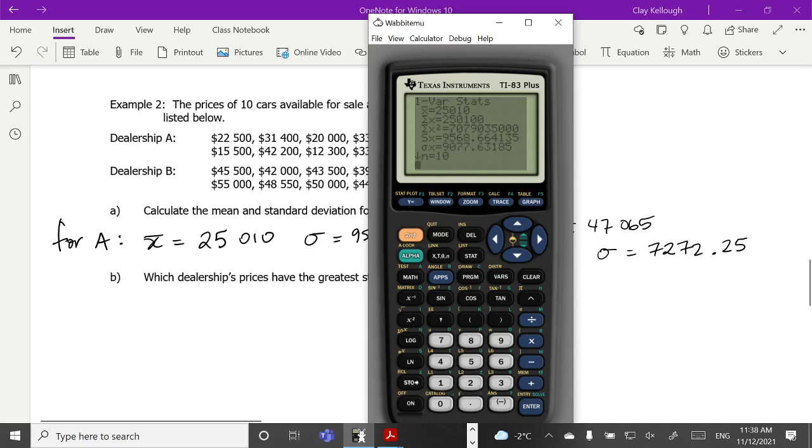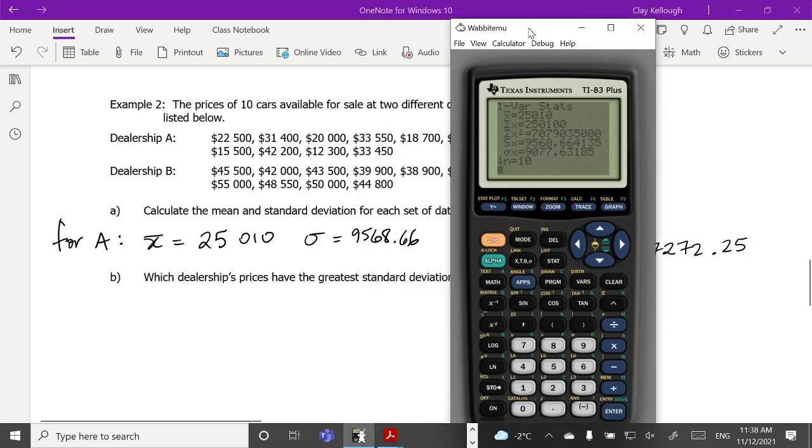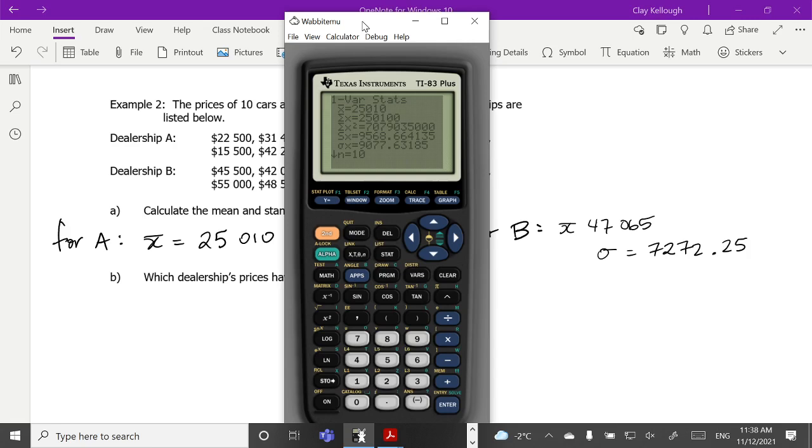9568.66, which is what we had when we did it on DESMOS. And then if I do this for the B, again, stat, calc, one variable statistics, but this time I want to do list 2, because list 2 is where I put it. And then there we go again, 72.24. We rounded to 2.5, but there it is.